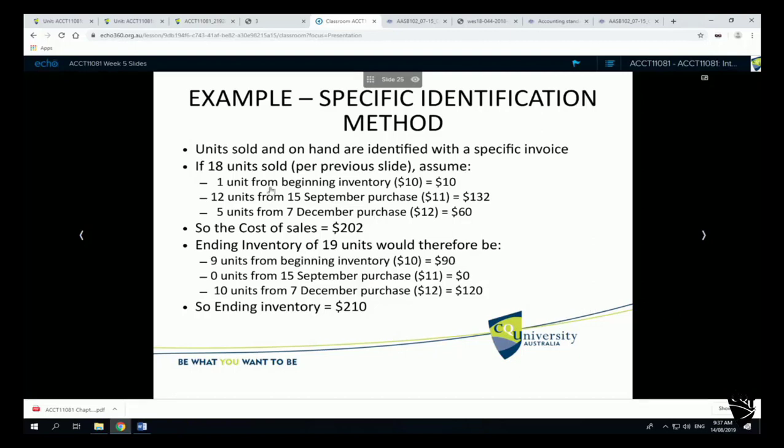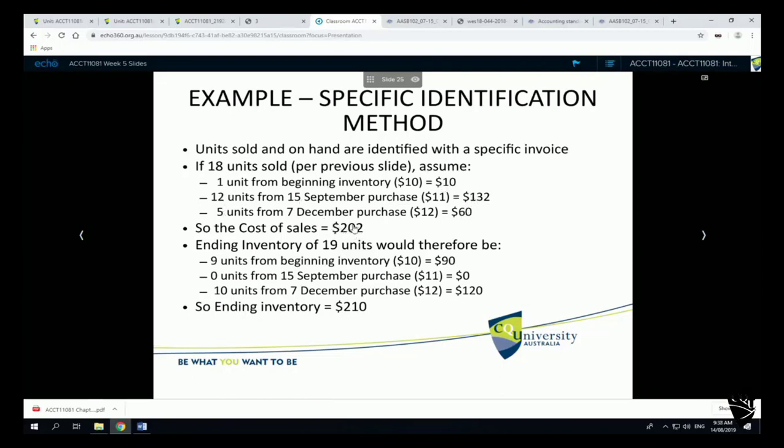Let's just assume as follows on this slide, okay? So let's assume that if the 18 units sold was 1 unit from the beginning inventory, we would value that at the $10. That there were 12 units that we could specifically identify from the first purchase at $11, and that there were 5 that we could specifically identify from the 7th December purchase at $12. So we would then just multiply the cost of those units out by each of those prices and sum those 3, so the $10, the $132 and the $60. So we would say, okay, the 18 that we sold, we are valuing them because we can specifically identify them.